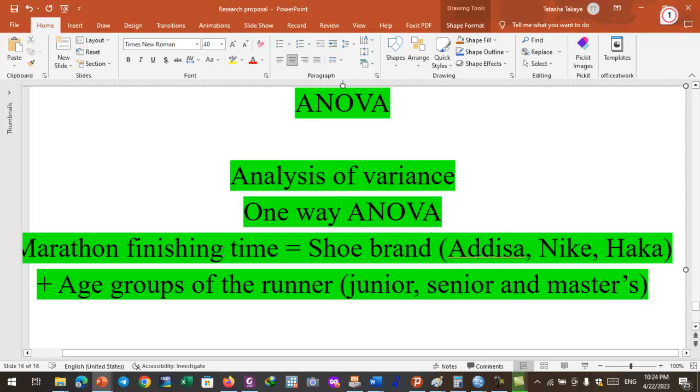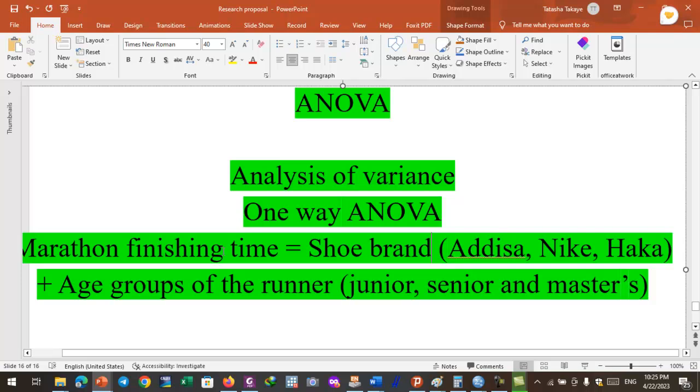Interaction effect means that the average marathon finishing time attributed to shoe brand depends on the marathon finishing time attributed to each age group of the runner. Therefore, there is interdependence between the values of the variables. It is a mutual effect, a combined effect, of the shoe brand and the age group of the runner on marathon finishing time. That is the question we address.